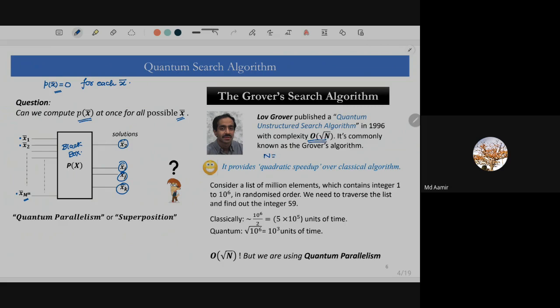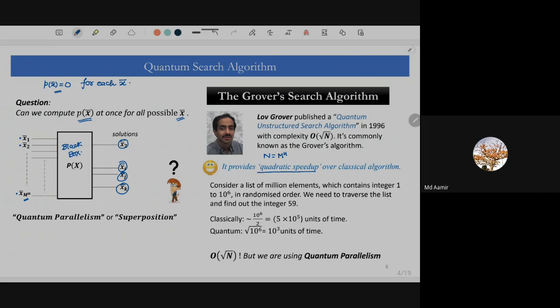So let's say if your n is some m raised to n, then we have order of m raised to n by 2. So yeah, it's not even much, but it's good enough. It's called quadratic speed up. It's not exponential speed up, but it's quadratic speed up, and this is quite a good improvement for an unstructured search where there is no order or no structure in the list.